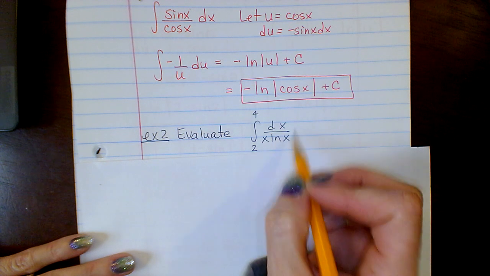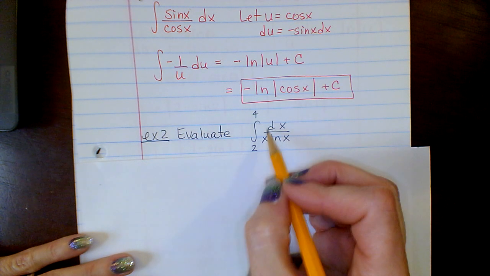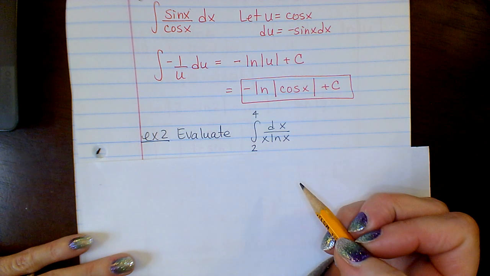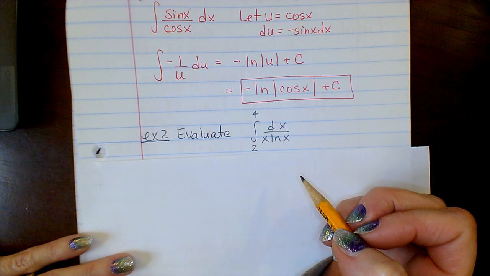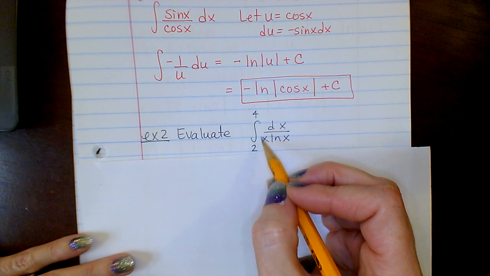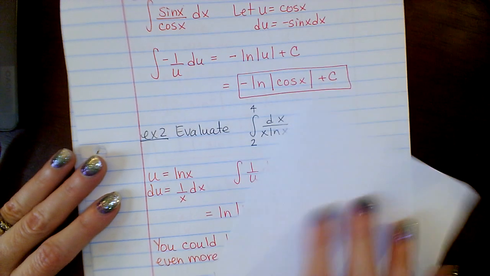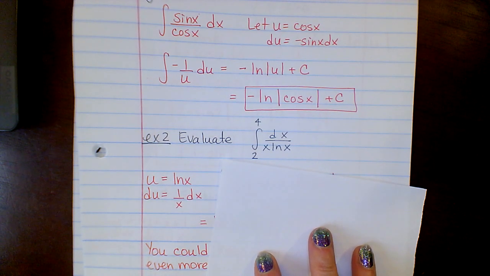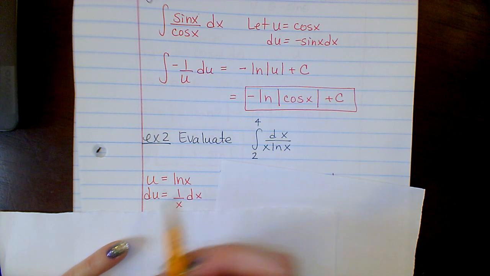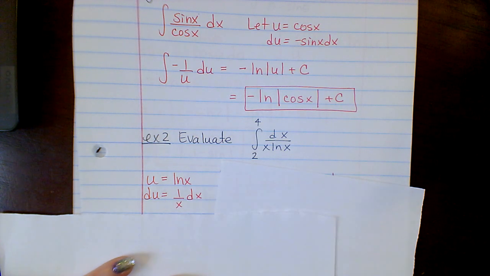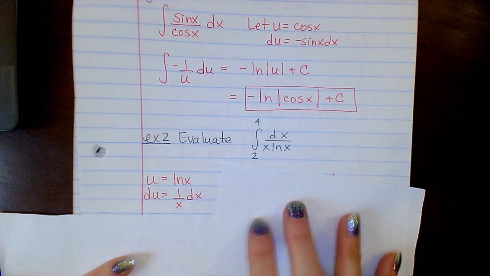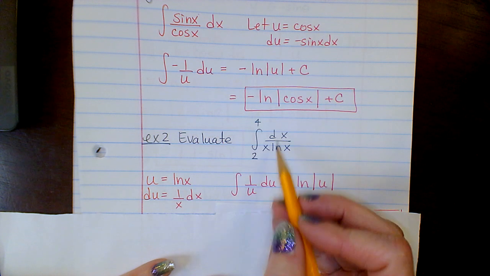You can kind of see that if I split this apart, I'm going to have a 1 over x, and then I'm going to have a 1 over ln x. So you might be thinking, the derivative of natural log x is 1 over x. And you would be thinking correctly. So I get this u equals ln x, and then du is 1 over x dx. So then this integral is going to become 1 over u du.